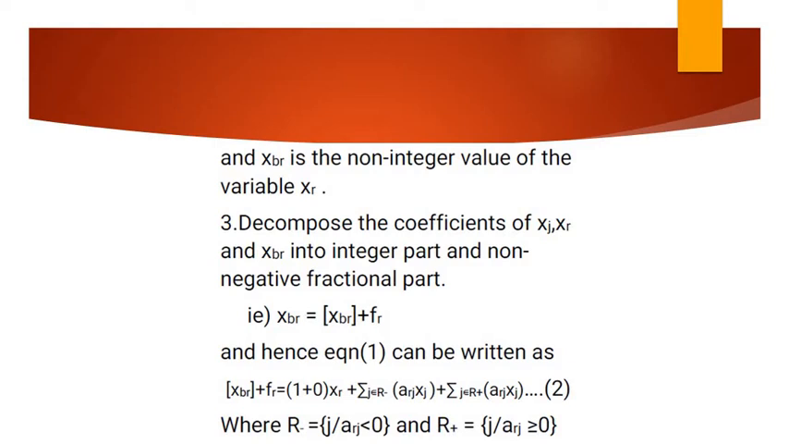Hence equation 1 can be rewritten as integral part of xbr plus fr is equal to the coefficient of xr is 1, so the integer part is 1 and fractional part is 0, so that can be written as 1 plus 0 xr plus sigma arj xj when j belongs to r minus plus sigma arj xj when j belongs to r plus, where r minus and r plus are defined as follows. R minus is set of all j such that arj is less than 0 and r plus is set of all j such that arj greater than or equal to 0.